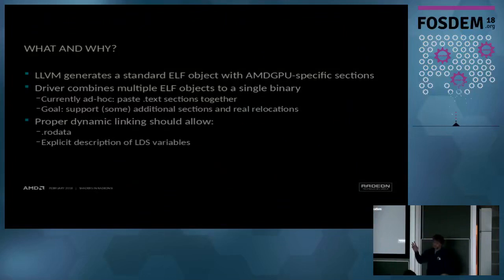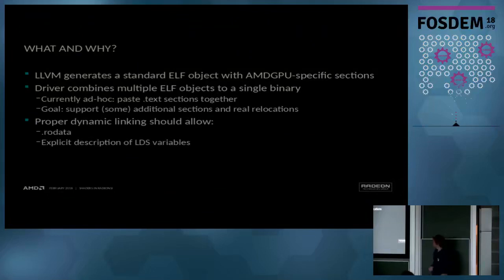So LLVM, what it gives back to the driver is a standard ELF object that contains the shader binary. It contains some GPU-specific data sections, but mostly it's a standard ELF object. And right now, what we're doing is we're just taking the code part, so the text section, out of it, and we'll actually just paste together text sections of multiple shader parts. The goal would be that instead of this ad hoc pasting, we'll do a real linking step that can also take other sections into account and that can resolve relocations and all sorts of things like that.